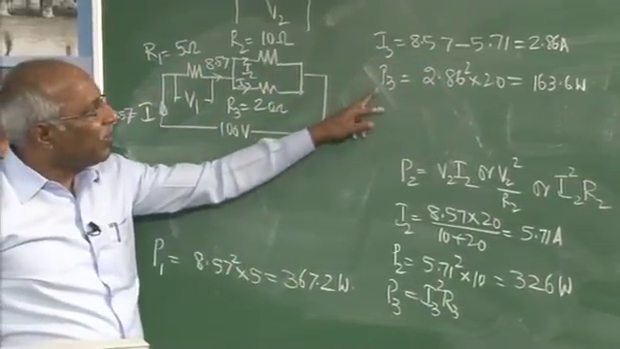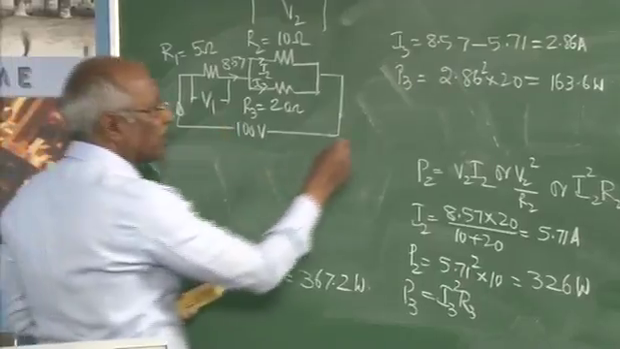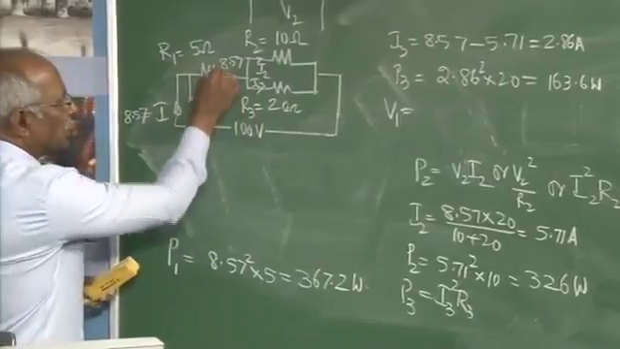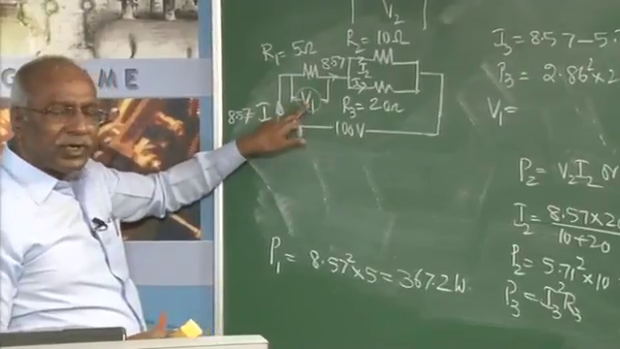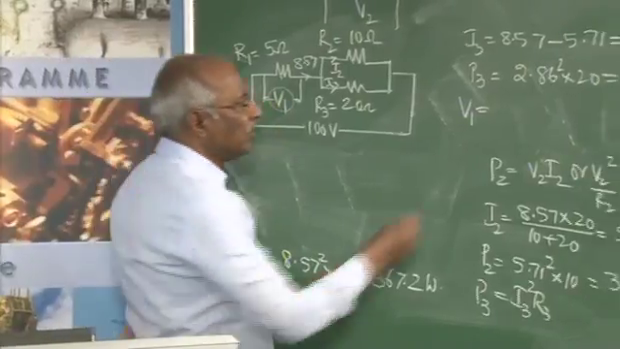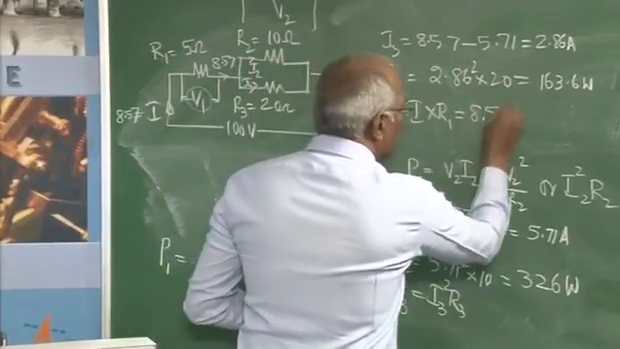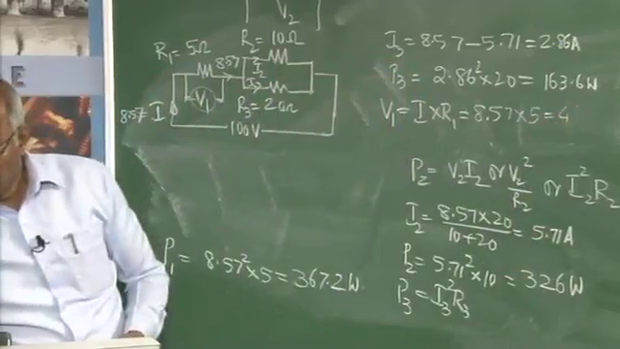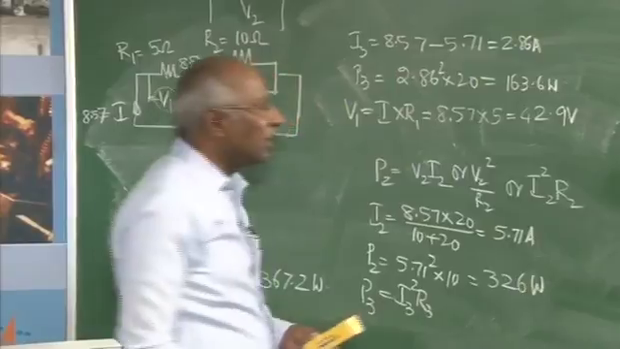We have found out the power in each resistor. The next one is, what's the voltage across this 5 ohm resistor? That's nothing but V1. If I connect a voltmeter across this 5 ohm resistor, it records the drop in this, with the assumption that the voltmeter is offering infinite resistance, or it is not drawing any current. In that respect, V1 will be equal to I into R1, that is 8.57 into 5, which gives around 42.9 volt. So, that is the answer.